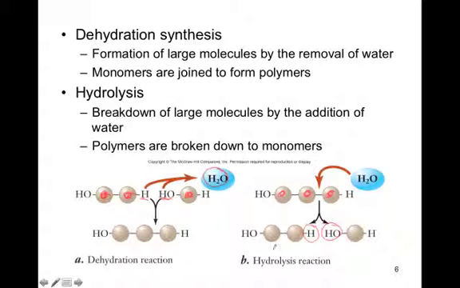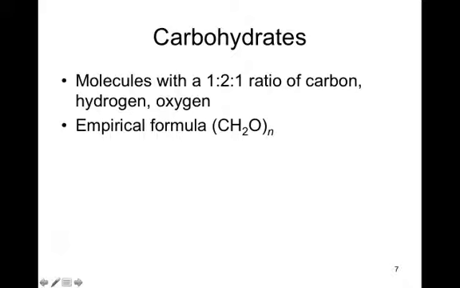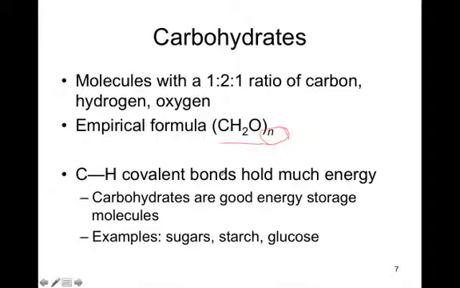Let's begin by looking at carbohydrates. Carbohydrates are our sugars. They have a 1:2:1 ratio of carbon, hydrogen, and oxygen, with an empirical formula of CH2O to the N power. This N implies that it can be any number of times the CH2O, so C6H12O6. In that case, the N would equal 6.